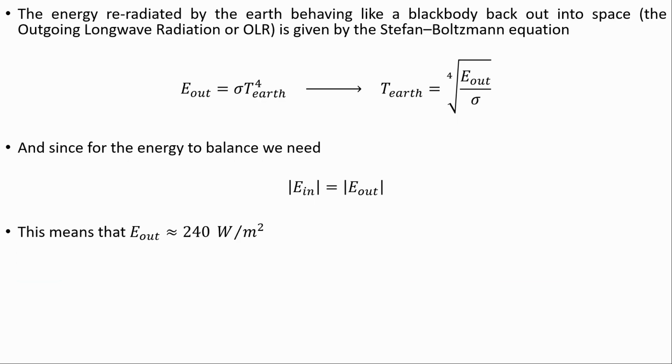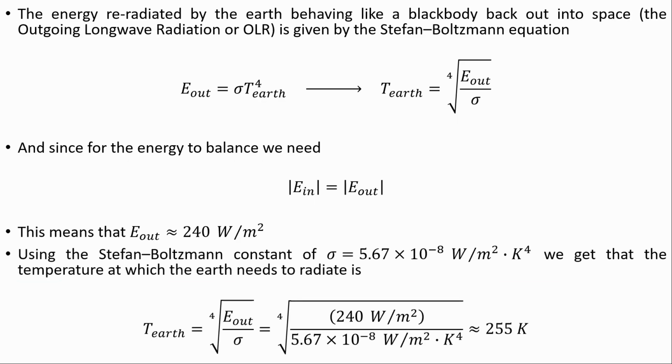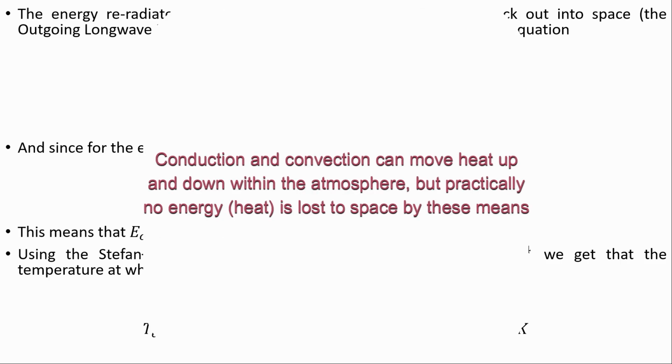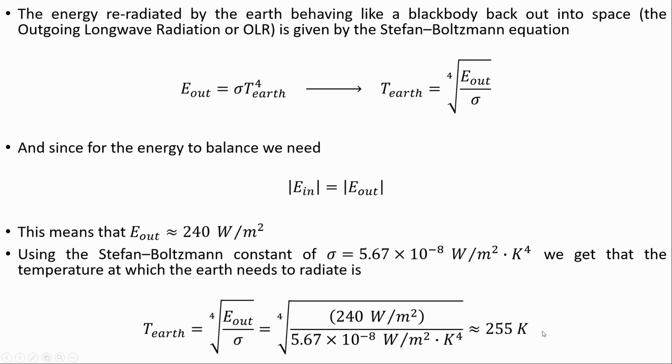And so what this means is that if we calculate the temperature that we need to be radiating at, so this is the temperature in Kelvin that the Earth needs to radiate energy back into space, because all of the energy escape from Earth is from radiation, not from convection or conduction. What we find is that the temperature that we need to re-radiate is 255 Kelvin. So the radiation coming out of the Earth has to be 255 Kelvin.